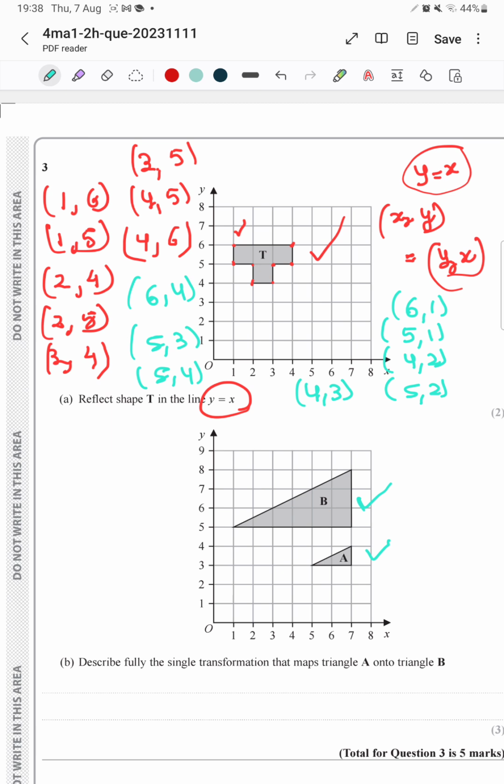So we have to describe this whole transformation in a single transformation from A to B. So we have to go from A to B. Now here if you see, this is 1 unit long, and here it is 3 units long. On the other way, if we look at the base, here it is 2 units long, and here it is 6 units long. So that means there is a scale factor of 3.